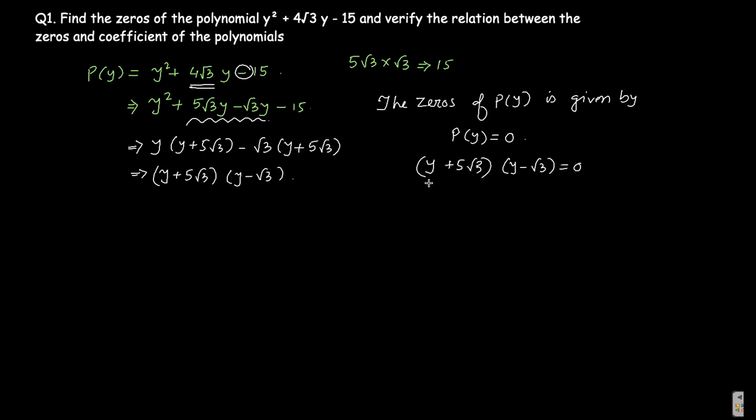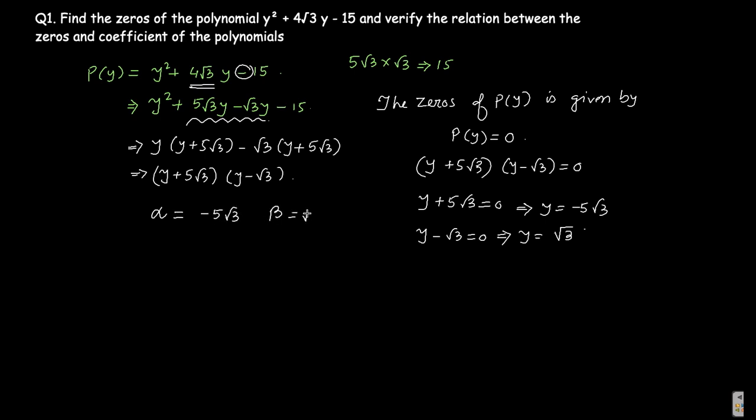It means that either we can take any one of these as 0, then it becomes 0. So y + 5√3 = 0 implies that y = −5√3, and again y − √3 = 0 implies that y = √3. So these are the two zeros of the polynomial. That means if you say alpha equals −5√3 and beta becomes √3.